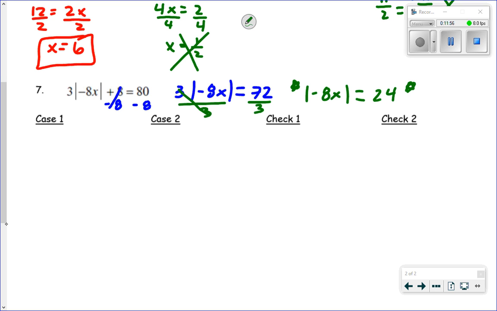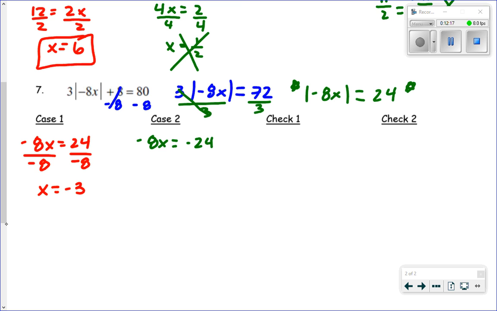So case 1 is going to be negative 8x equals 24. Case 2 is going to be negative 8x equals negative 24. So I'm going to go ahead and solve. So divide by negative 8. X equals negative 3. For case 2, I'm going to divide by negative 8. X equals positive 3.